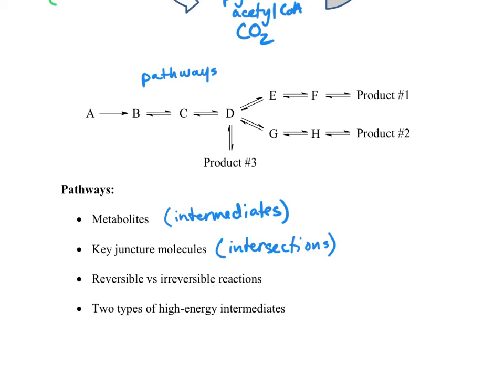And lastly, and most importantly, I want to tell you about the 2 types of high energy intermediates. Remember, the top of the page told us that this is all about energy, and we want to be observing how energy is produced and taken away. And there are 2 different ways we can do that. They're very important, and that's really what we're going to spend most of the rest of this chapter talking about. The first high energy intermediate is what we call a phosphocompound.